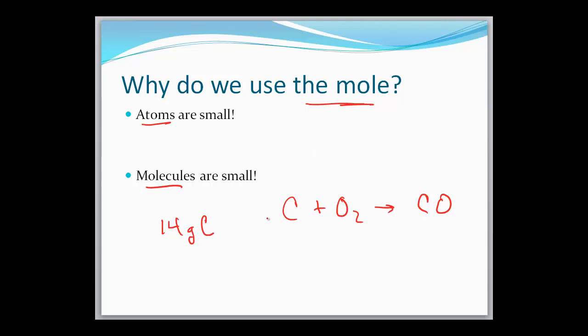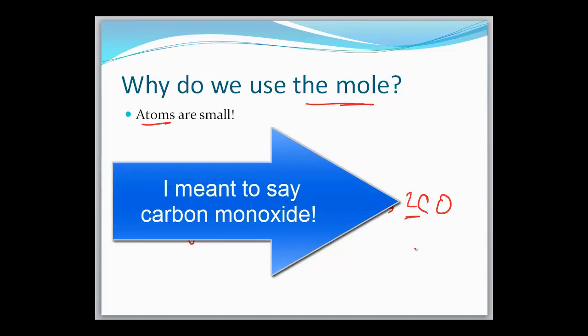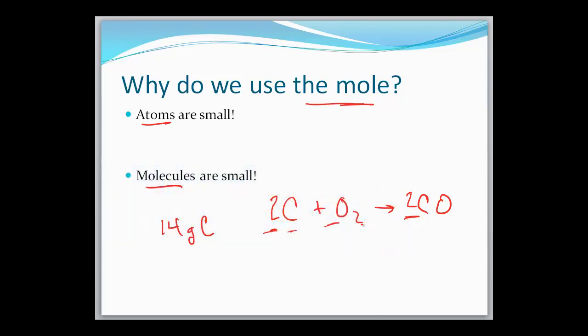So what we do is we refer to things in moles. So if we were going to balance this equation, and we'll talk about how we do that later, what we can say now is 2 moles of carbon react with 1 mole of oxygen to form 2 moles of carbon dioxide. So you can say 2 moles react with 1 mole to form 2 moles. So we use this concept of the mole because atoms and molecules are very small.